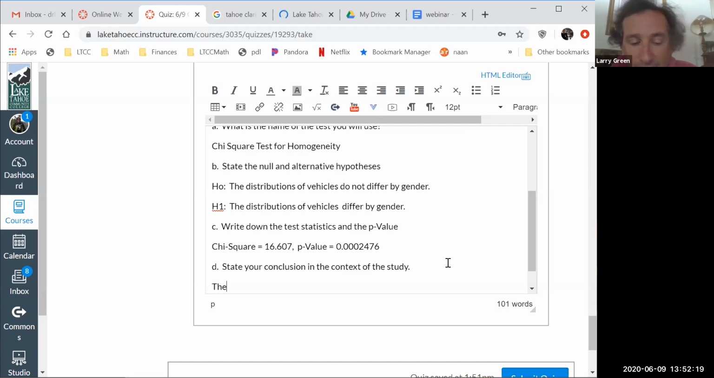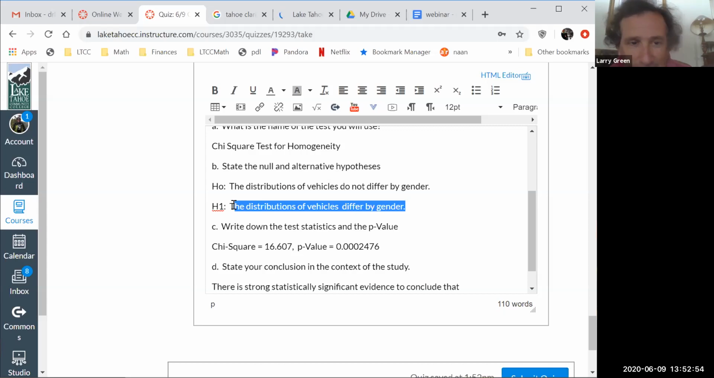Okay, so what you'd say is there is statistically, and I'm going to write strong, because when you have a very small p-value, you can say the word strong. Statistically significant. Because our p-value is small, so we have significant evidence to conclude that, I think the easiest thing to do at this point, copy and paste H1 and then uncapitalize the T.